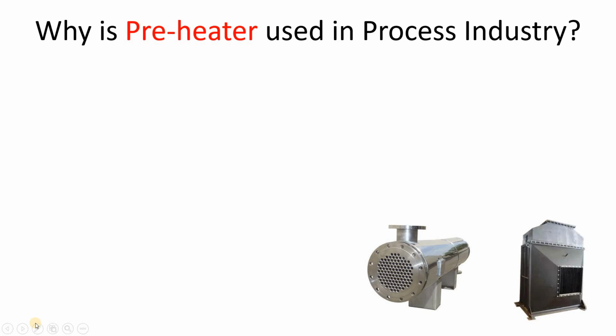Hello everyone, in this video we are going to discuss why a preheater is used in the process industry. You will have seen that we use the preheater, for example in a boiler system or in a urea plant. There is a wide application of the preheater in process industry. So why do we use the preheater, what is the advantage of using it, and what are its applications? We are going to discuss that in this video.